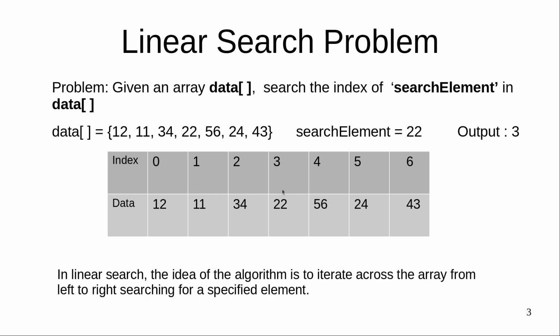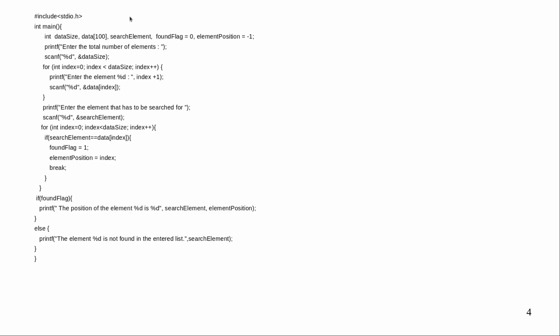So in linear search, the idea of the algorithm is to iterate across the array from left to right, searching for a specified element. Here we have seen it didn't start from 6, or from the middle, but the search started from the 0th position, moving from left to right, for a specified element, here 22. As soon as the algorithm finds the search element, it stops there. Okay, so this is a sample program where we can find an element using linear search.